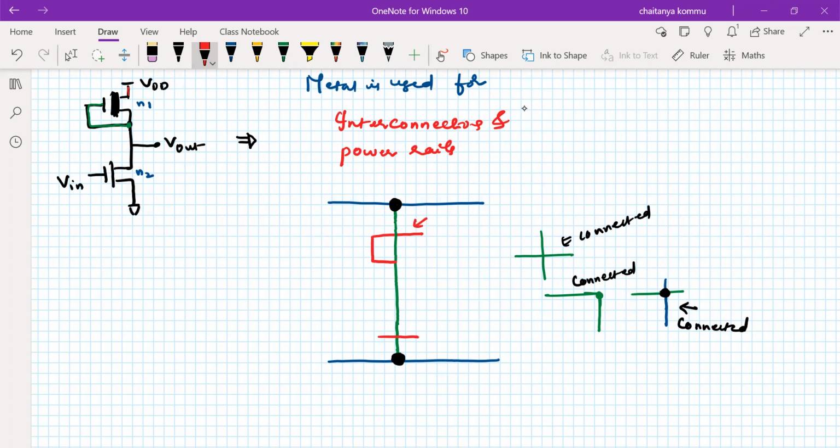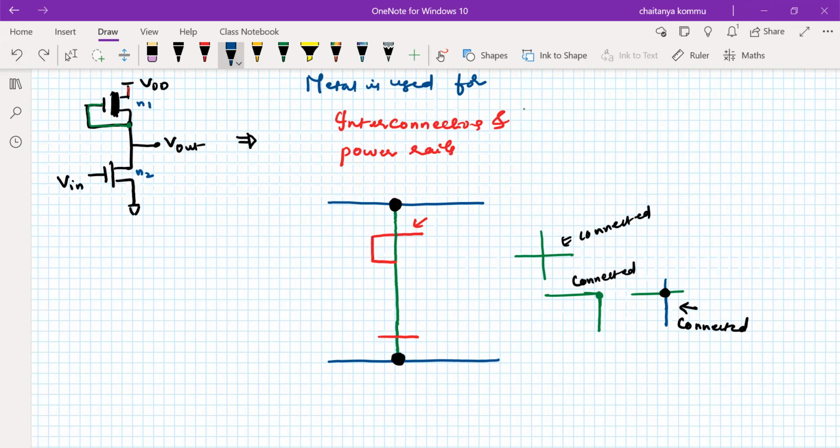But here, what we are observing is that if I'm using metal from here to here, I don't have any problem. But the usual practice is that whenever we have a depletion type mode transistor as a load, the polysilicon is extended towards the diffusion side. That's what we normally do.